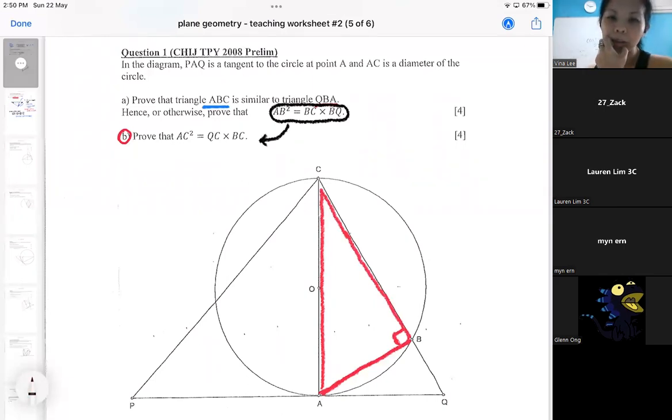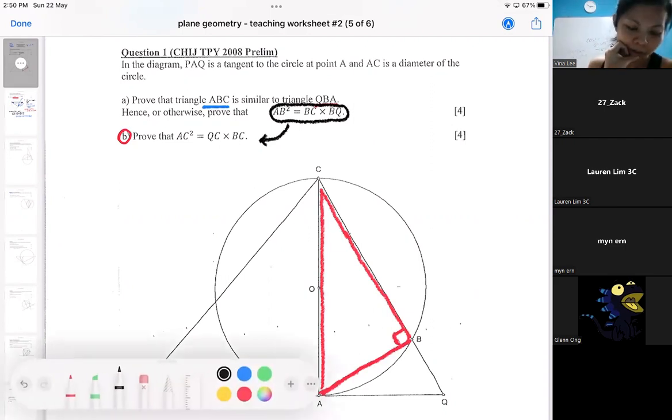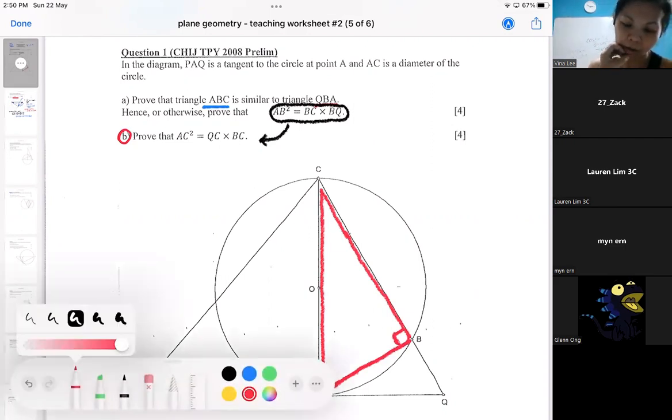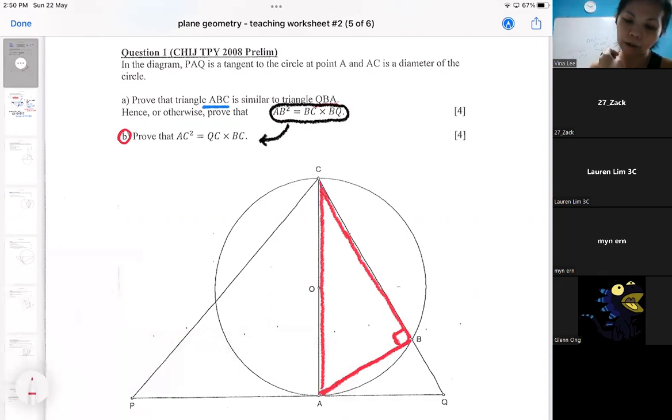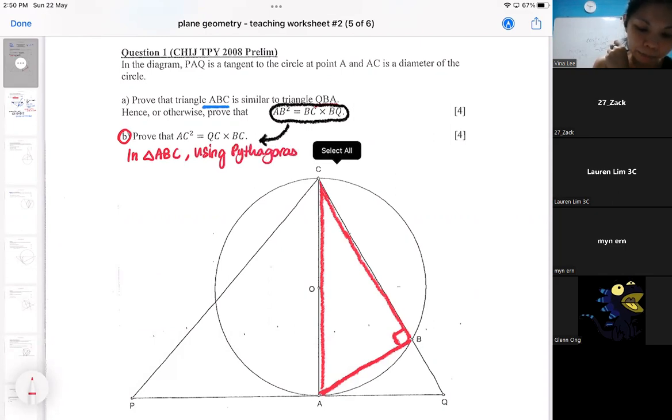What I did was, the first thing I saw was a Pythagoras theorem in this red triangle. Can you see this red triangle? So in triangle ABC, I try to do a Pythagoras theorem. It's a totally not similar triangle approach. I'm sure all of you can write out Pythagoras theorem.